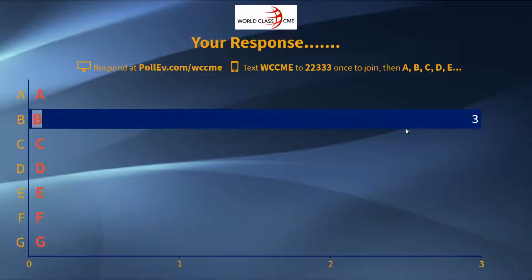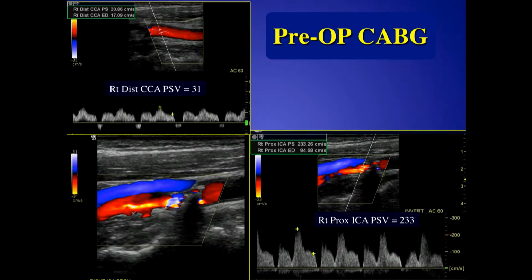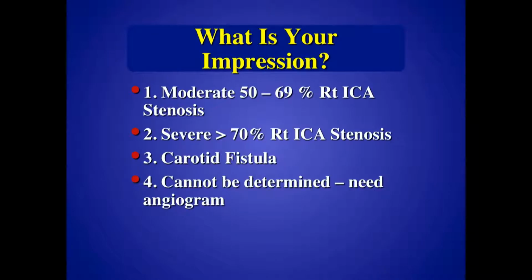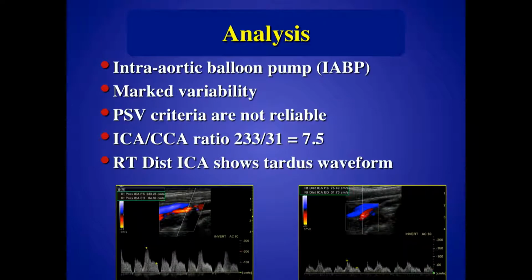All right. So most of you would call it severe, and that could be based on a couple of things. Number one, you just hit the threshold for greater than 70%, right? We use 230 according to the SRU consensus criteria, so it's right at the threshold, fair enough to call it greater than 70%. I think the other thing, though, is that that ratio is extremely high. The ratio is 7.5. So you have such a high ratio, even in the setting of an intra-aortic balloon pump, you have to be concerned that you have a very severe stenosis.